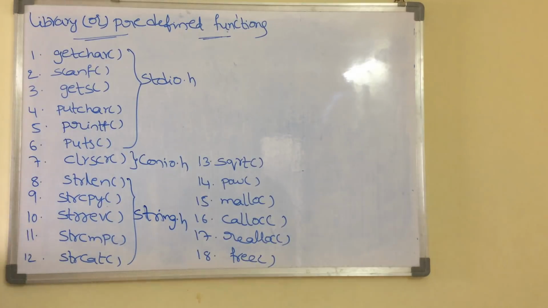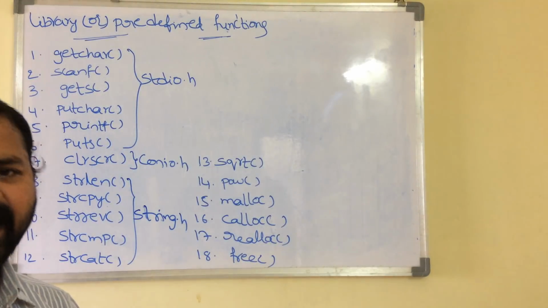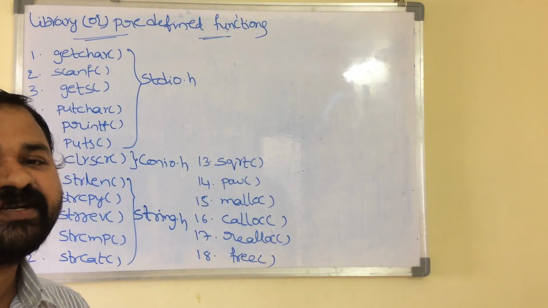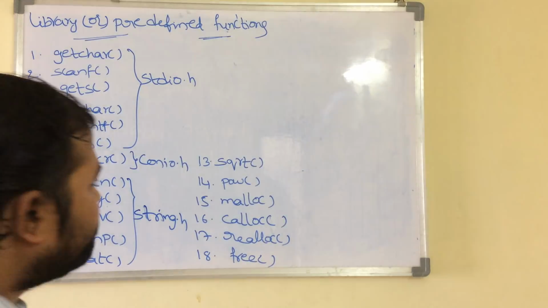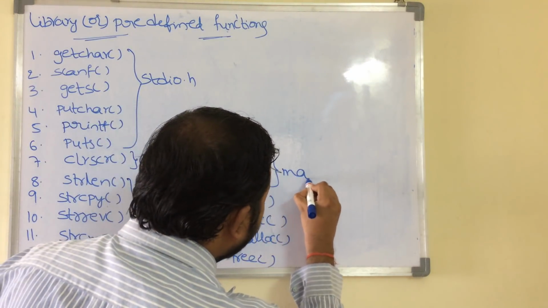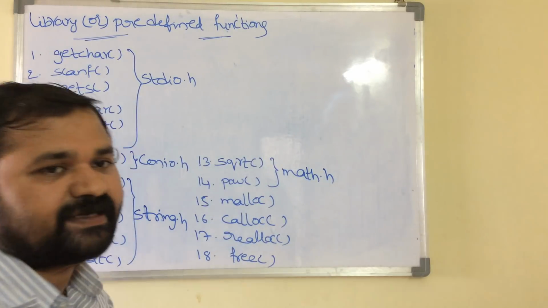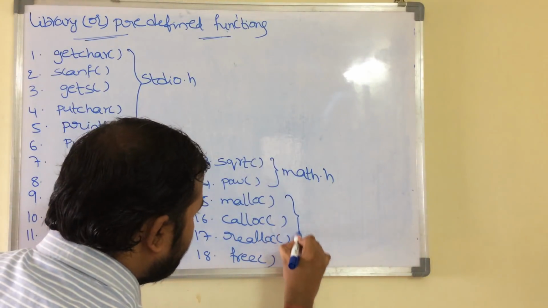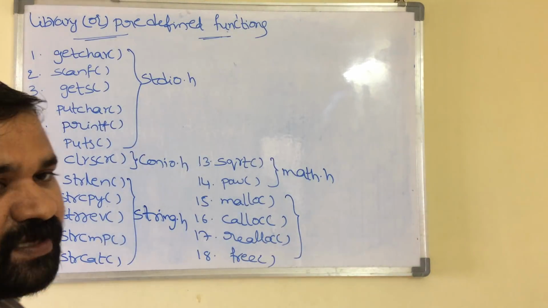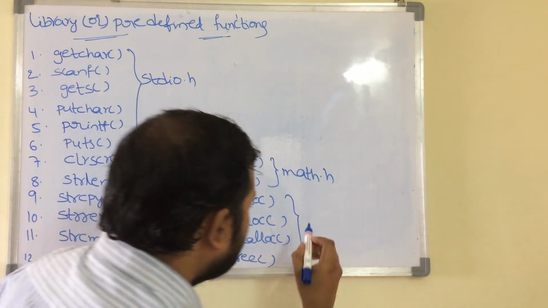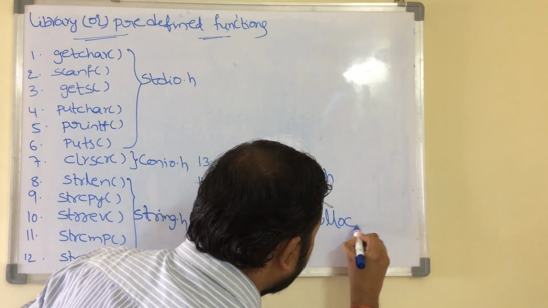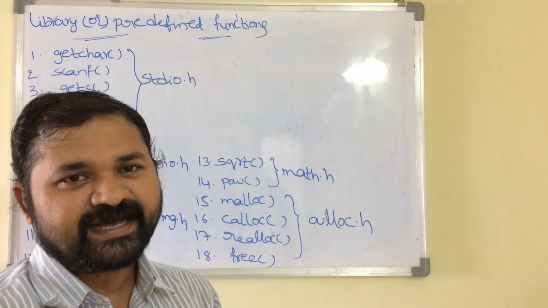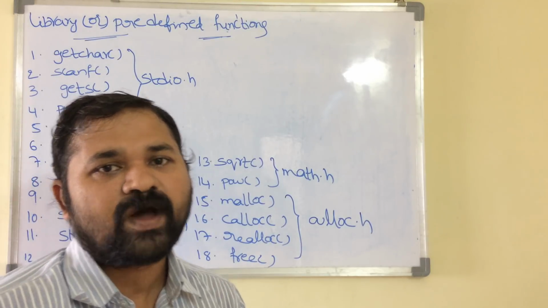Next function, we have several mathematical functions like sqrt function, pow function, sin function, cos function, tan function. All these functions are available in math.h. So math stands for mathematical functions. And remaining functions are malloc function, calloc function, realloc function, free function. All these functions are available in alloc.h file. So alloc stands for allocation. Let's see the advantages of all those functions one by one.